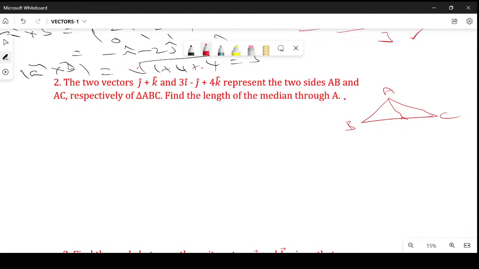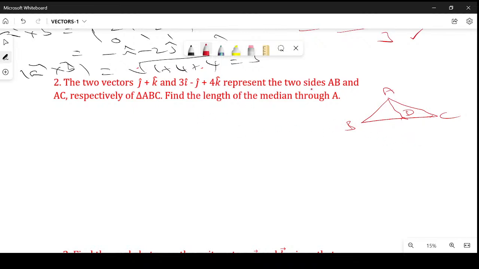This is the median. What is the median? The line joining the vertex to the midpoint of the base BC, the opposite side. So here I can write this line as AD. AD is the median. I should find AD, the median.